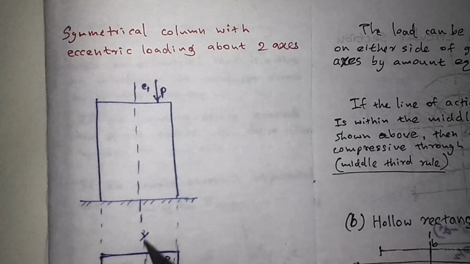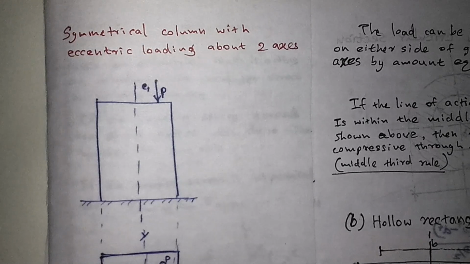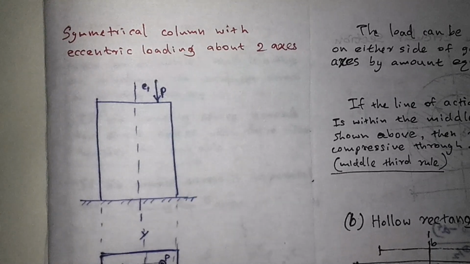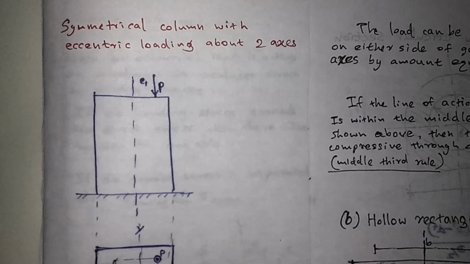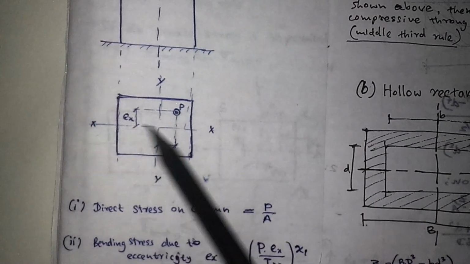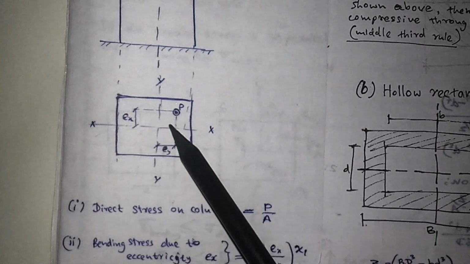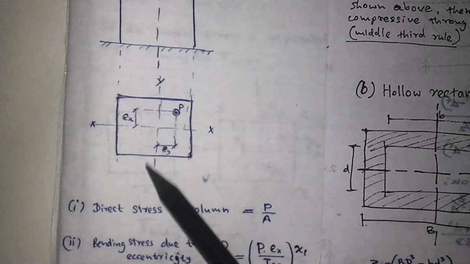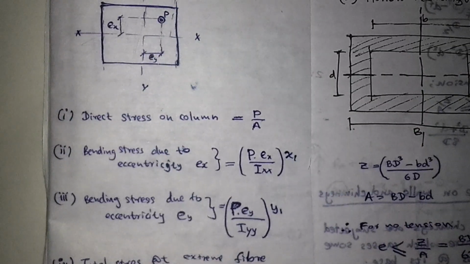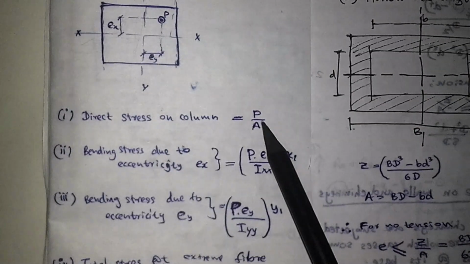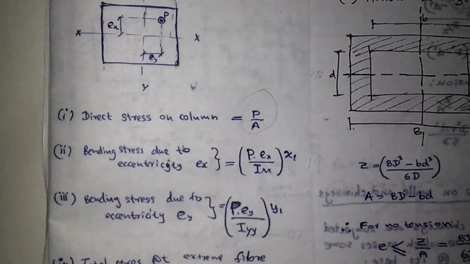Now consider a symmetric column with eccentric load about two axes. You can have eccentric loading by the x-axis and eccentric loading by the y-axis. First, the direct stress on the column is P over A, which is straightforward.